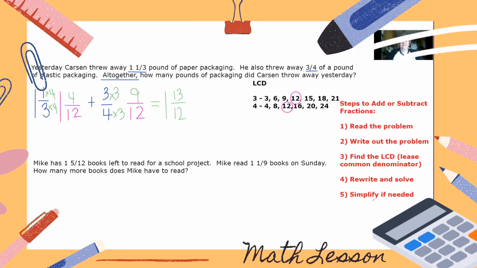Step number 5 is to simplify if we need to. We know that we need to simplify this problem because it is an improper fraction. Our numerator is larger than our denominator. So I have to think about how many pieces made up my whole. And we said 12 pieces made up a whole. If I had 12 out of 12 of them, then I had one whole.